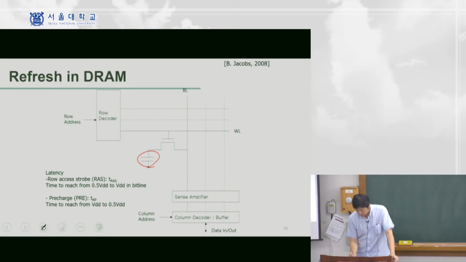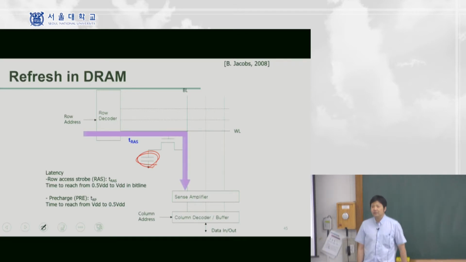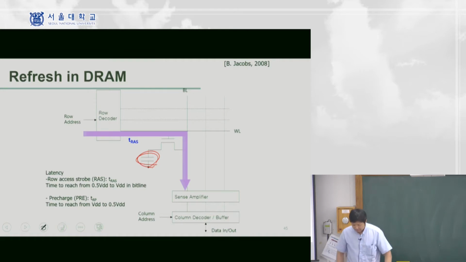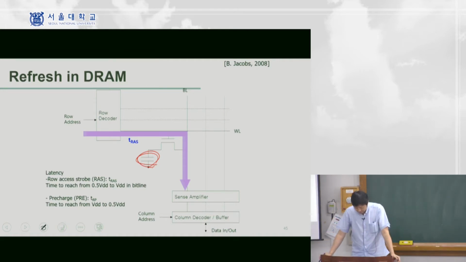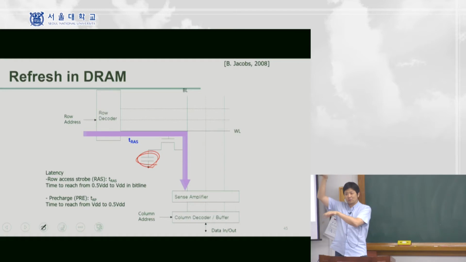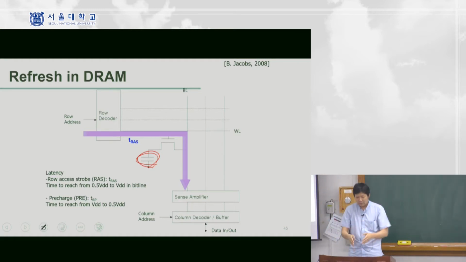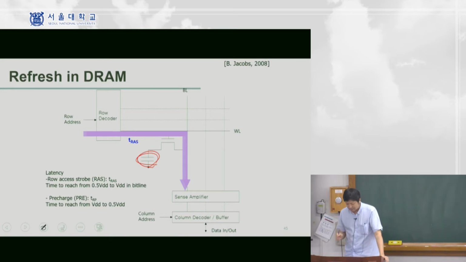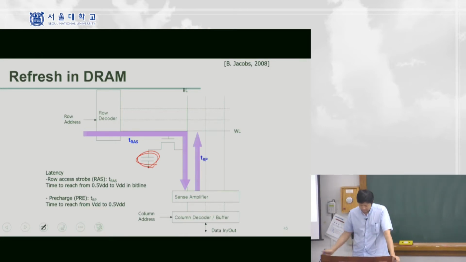So here, let's say you want to refresh this cell. Then what you do is you first apply the activate command. Then after tRAS, the time it takes to go from 0.5 VDD to VDD, because of the charge sharing, the value continues to develop, and eventually it becomes 1 or 0, depending on the value of the cell, right? So tRAS is the time it takes for the value to become a complete 1 or complete 0. So once the time tRAS has elapsed, you close the row, like pre-charge it. And you pre-charge again, then this cell is refreshed.